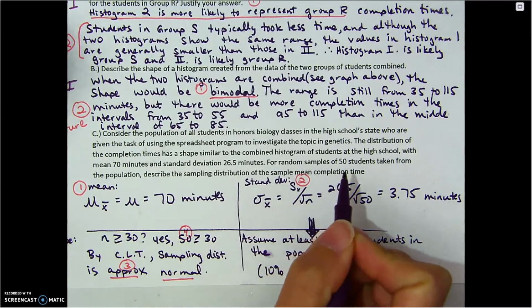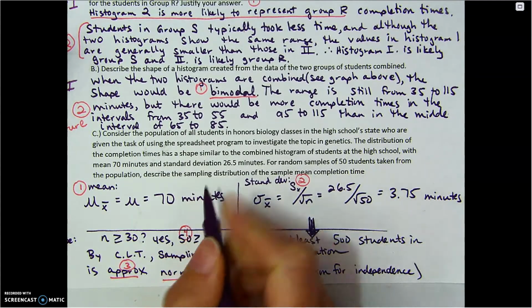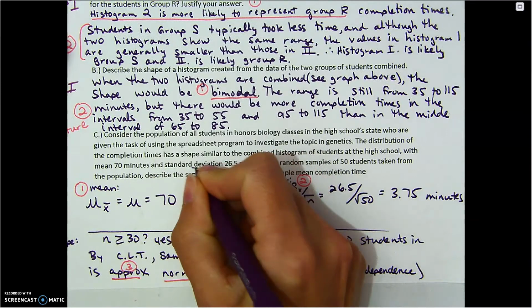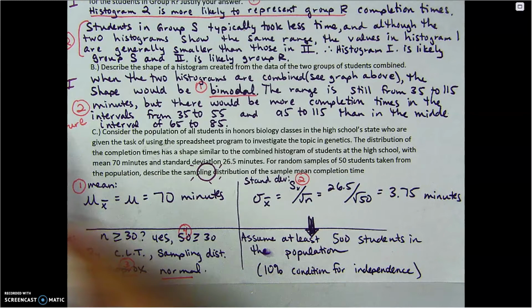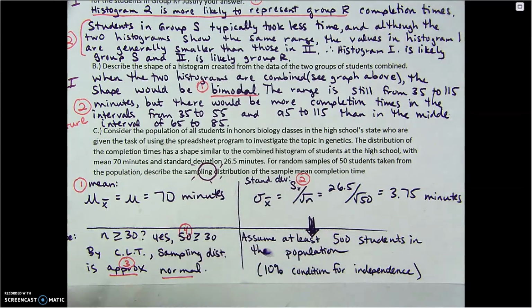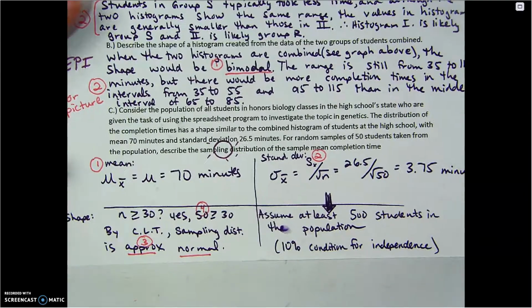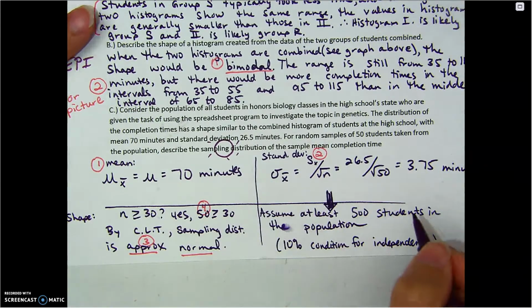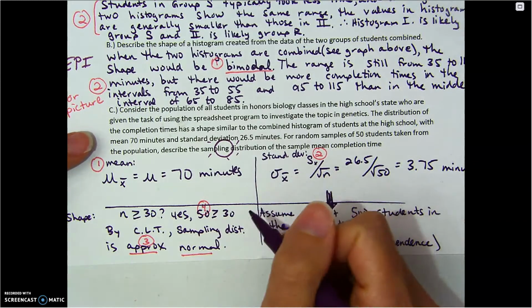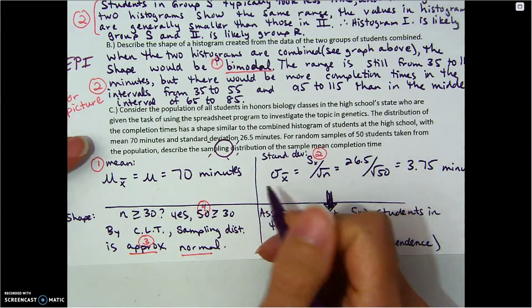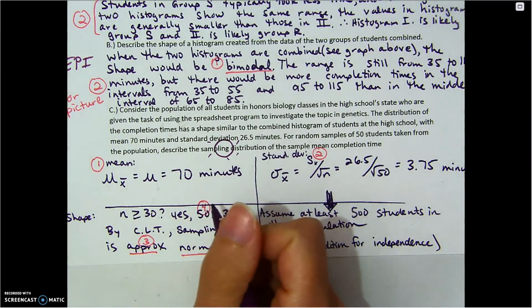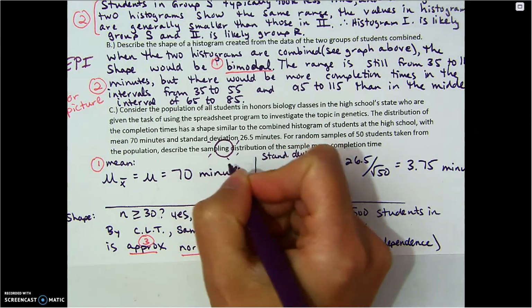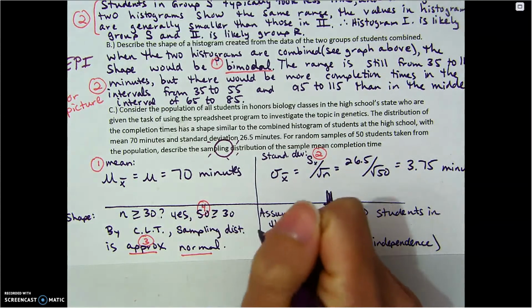For a random sample of 50 students taken from the population, describe the sampling distribution of the sample mean completion time. We practice sampling distributions a lot. I hope you remember that day that I had you write on the desk and we had the giant four square and we would read the problems and I would yell out, pause! And I would make you decide which side of the graphic organizer you are on. That's exactly what this is. All right, so for a sampling distribution, there are four things you have to address.